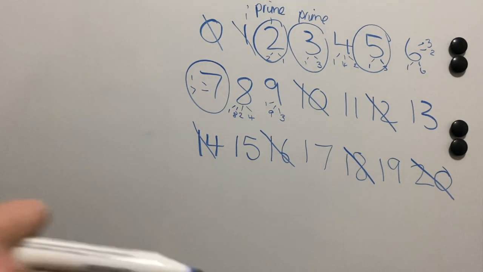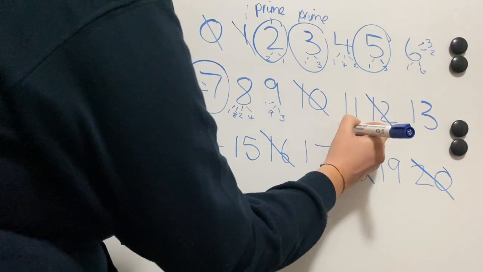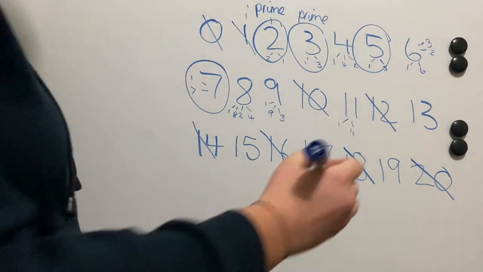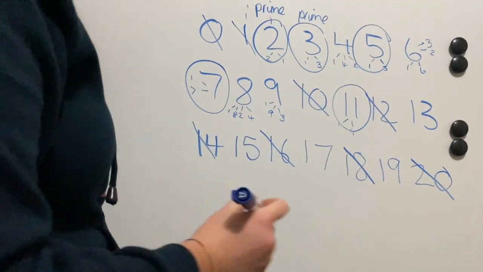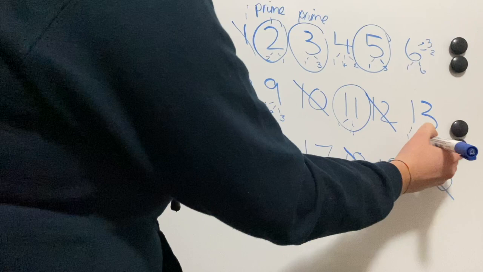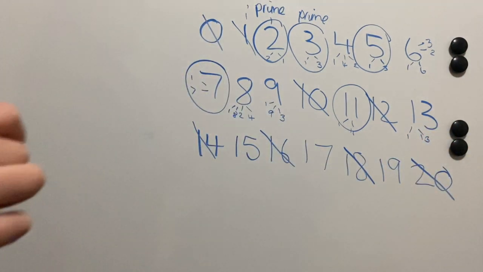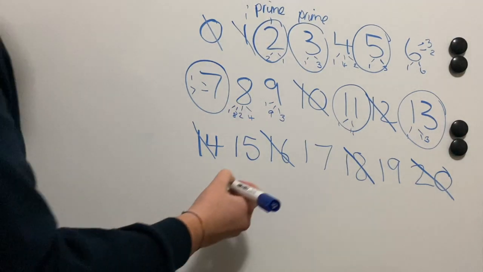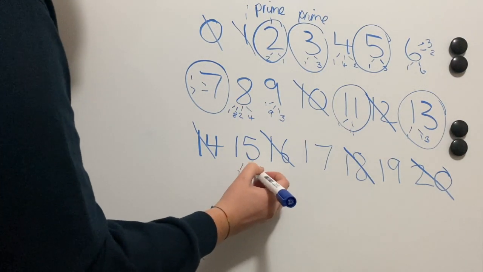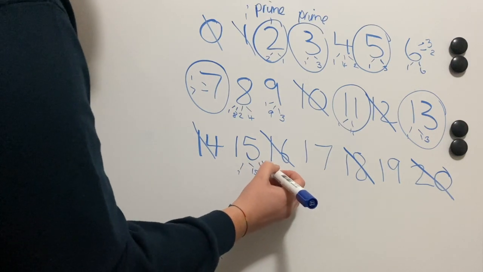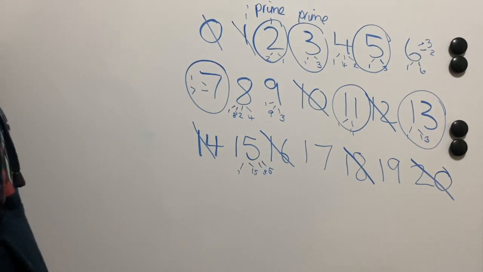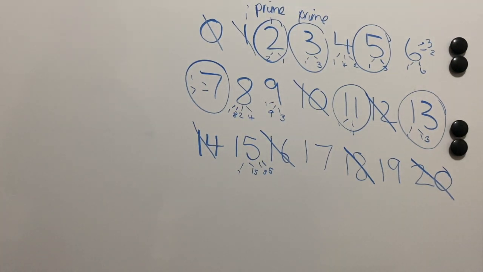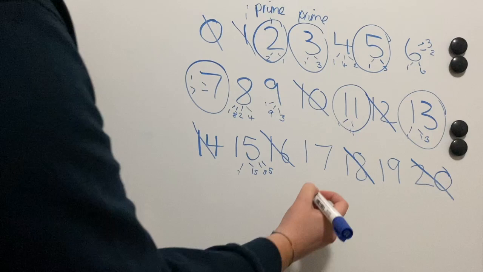11 has 2 factors, and there's no other numbers that I can times together to make 11, so it is prime. 13 is the same. I have 1 and 13. There are no other numbers that I can times together to make 13, so it's a prime number. 15 has 1 and itself, but I can actually times together 3 and 5 to make 15, so it's not a prime number. It has 4 factors, and prime numbers only have 2 factors.